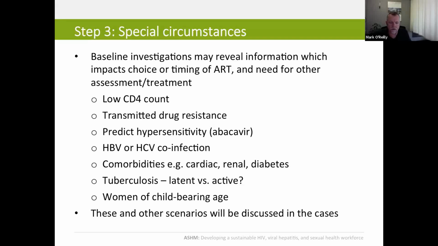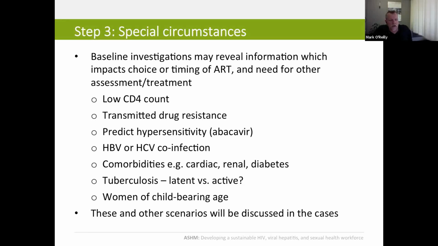If an individual's likely got active TB, you need to clearly consult with a mentor at a tertiary centre, ensure they're fully assessed and that the tuberculosis is treated. And that may have an impact on the timing of the initiation of their HIV medication.